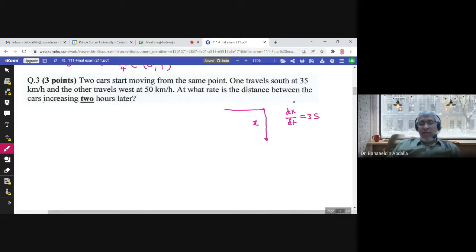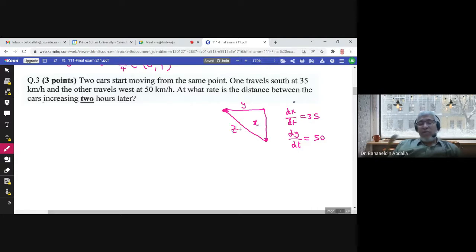Now the other car travels west. Let me call the distance traveled by the second car y, at 50 kilometers per hour. So this distance changes with respect to time by 50 kilometers per hour. At what rate is the distance between the cars increasing? This is the distance between the two cars, and the distance is increasing. Let me call the distance z.